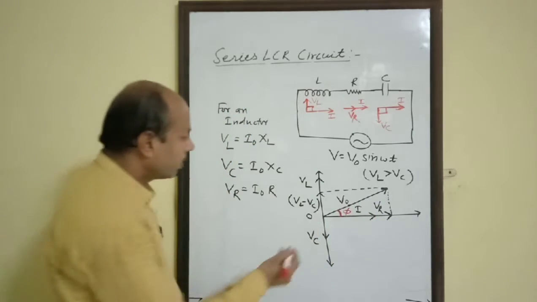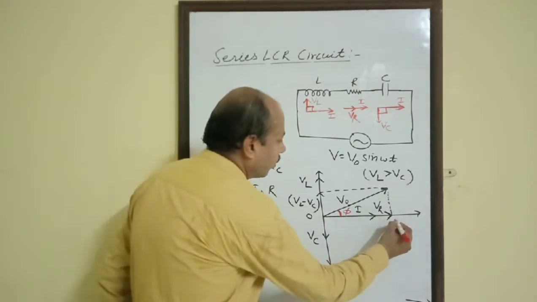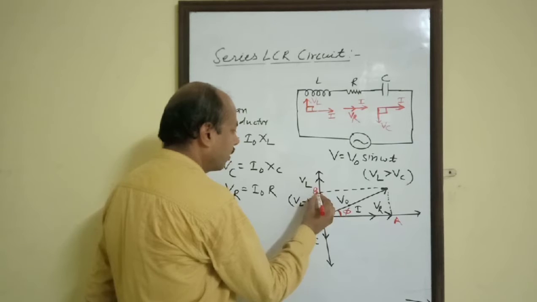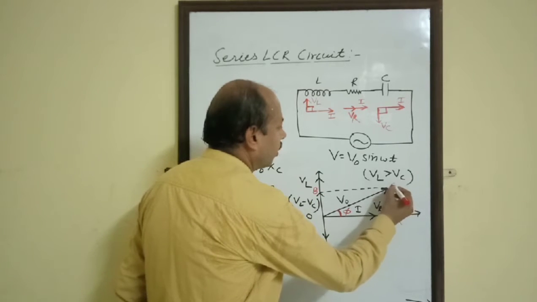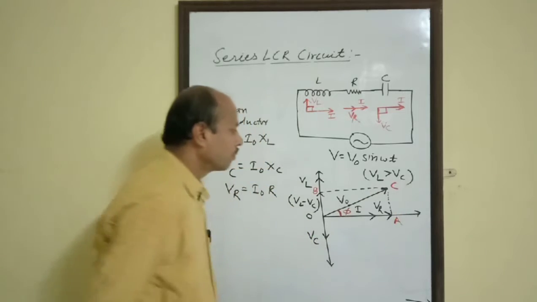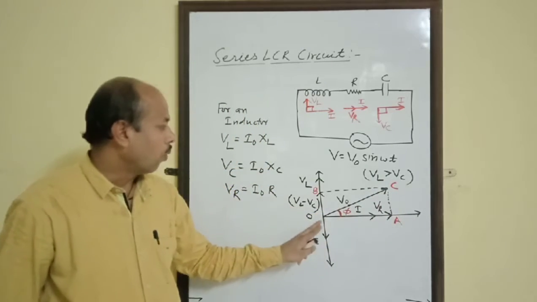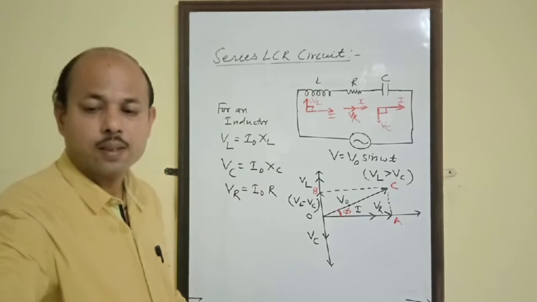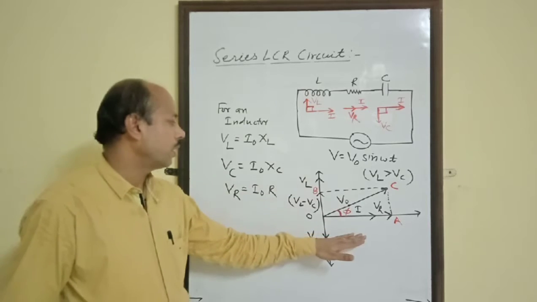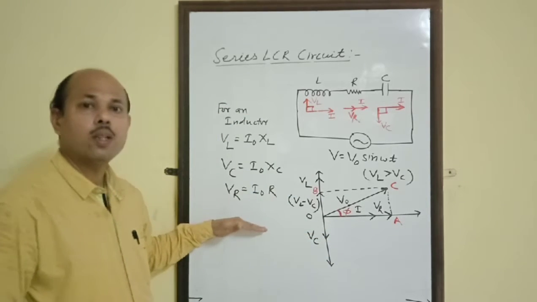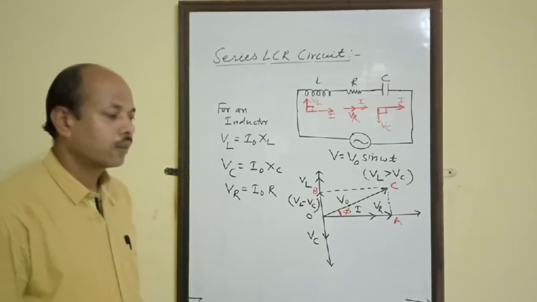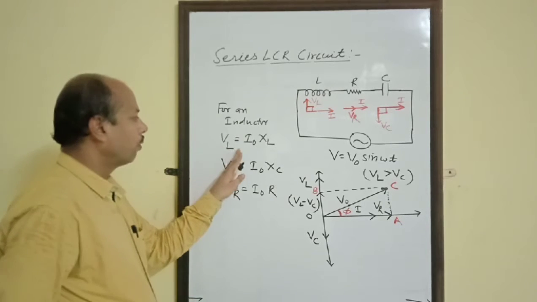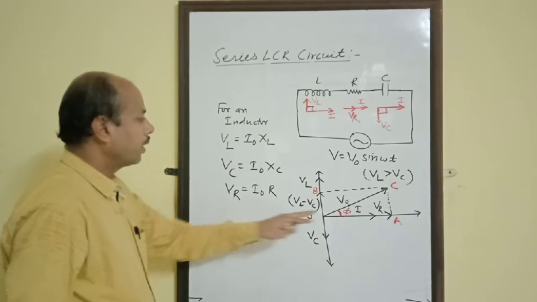This point we have already marked O. Let us suppose this point is A, this point we can mark as B, and this point as C. So here we have O, A, B, C. This is the combined phasor diagram for the series LCR circuit. And now by using this combined phasor diagram, we will be able to find out the effective impedance of the circuit. Now I think up to this point it is very clear. These are the values of VL, VC, VR. Here we have taken current.